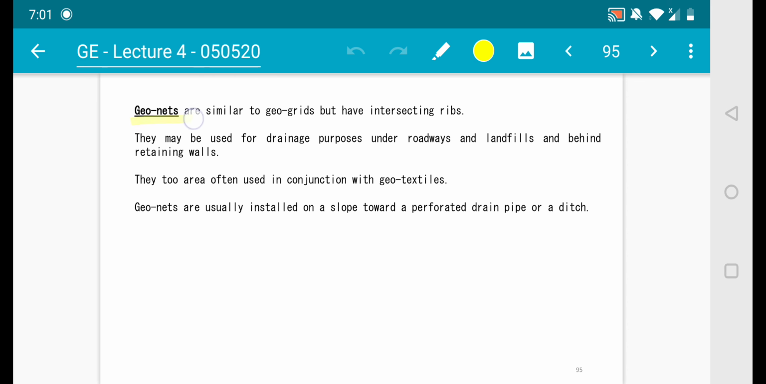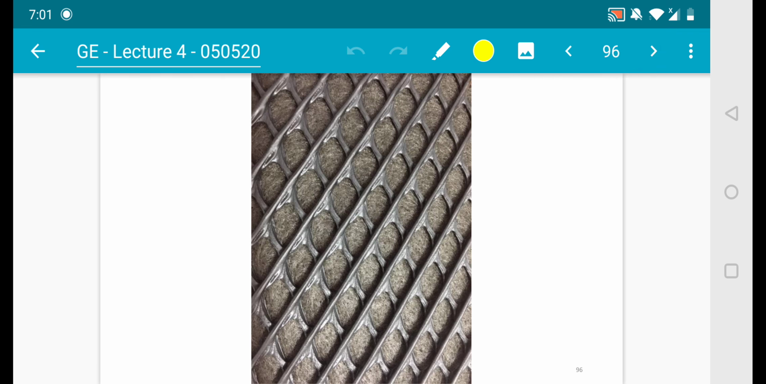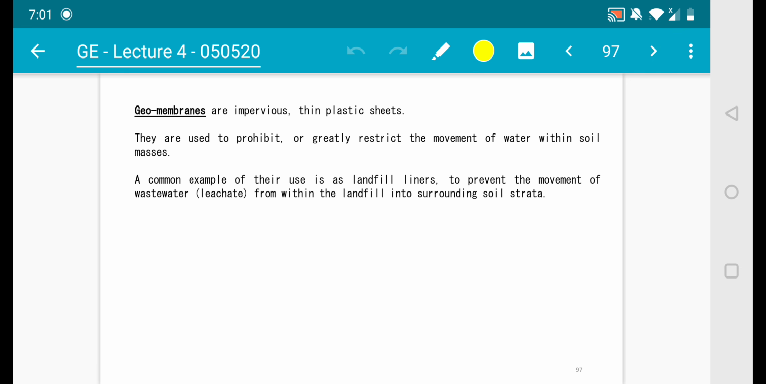The third one is geonets. Similar to geogrids but have intersecting ribs. They may be used for drainage purposes under roadways and landfills and behind retaining walls. They are too often used in conjunction with geotextile. Geonets are usually installed on a slope towards a perforated drain pipe or a ditch. So this is the third one, geonets.